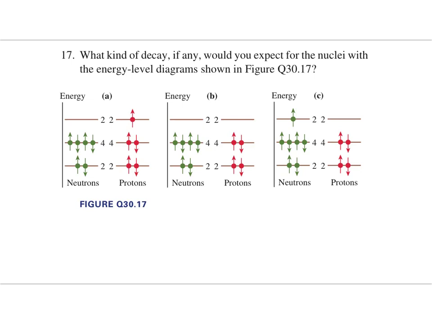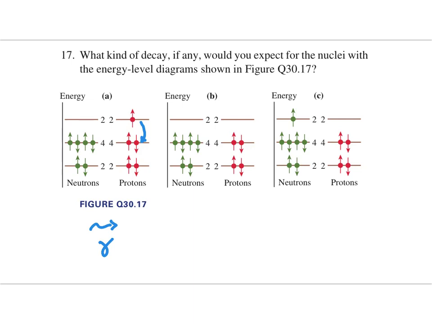Well, in this first case, A, you can see this proton could fall from a higher energy state to a lower energy state. Now it's just dropped from a higher energy state to a lower, so it gives off a photon. It's going to give off a high energy photon. That's a gamma ray. It's basically like an electronic transition in an atom.